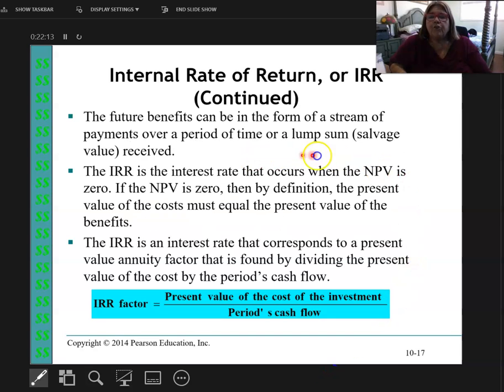So it looks at future benefits. It considers them a stream of payments. That's an annuity. And so the IRR is the interest rate that occurs when the NPV is zero. Remember, if net present value is zero, then by definition cost equals benefits. And so here's my actual formula. The IRR factor will actually be a multiplier. I take the present value of the cost of the investment, which you would calculate with your charts. What is the actual present value today, divided by the period's cash flow?